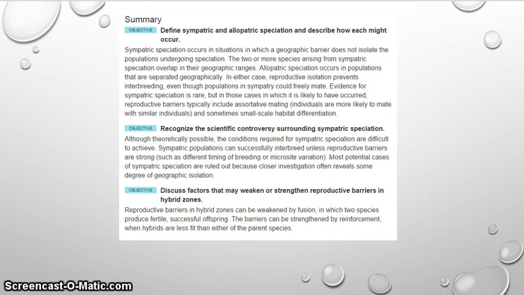Okay, in this module we talked about how speciation might occur within the same geographic area or beyond, or as a result of geographic barriers. And there is some controversy surrounding sympatric speciation, primarily related to the speculative nature of it.